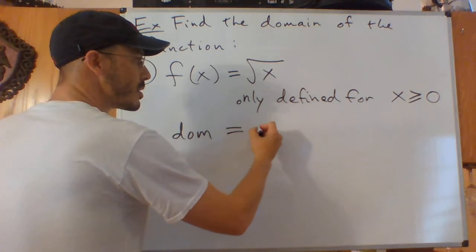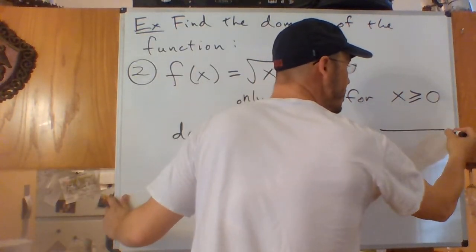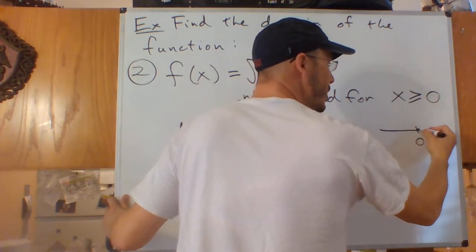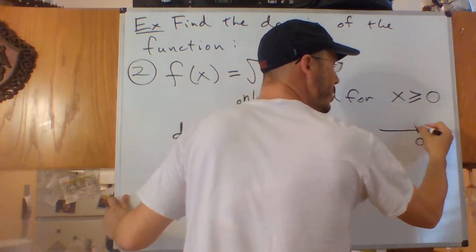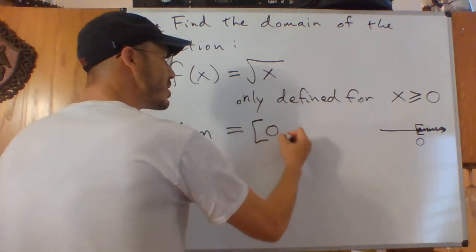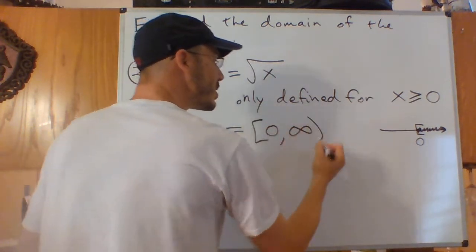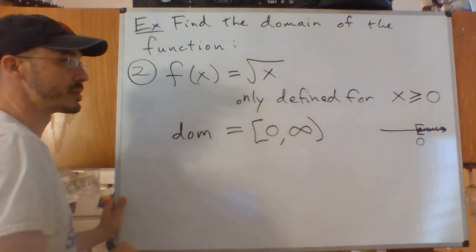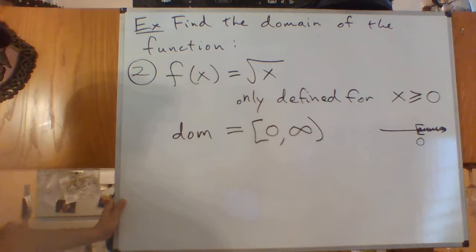If you do it on a number line to get started, there's 0. I would shade to the right of 0 and use a bracket. In interval notation, it's 0 to infinity, with a bracket for the 0, because the square root of 0 is well defined. It's just not the negative numbers.